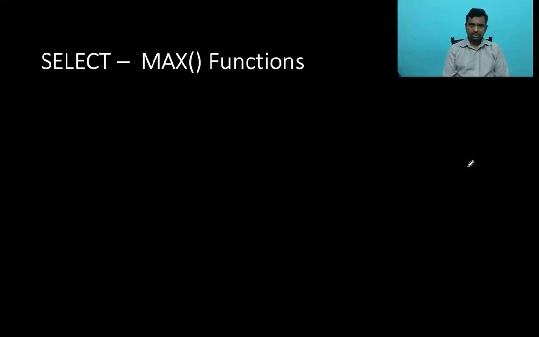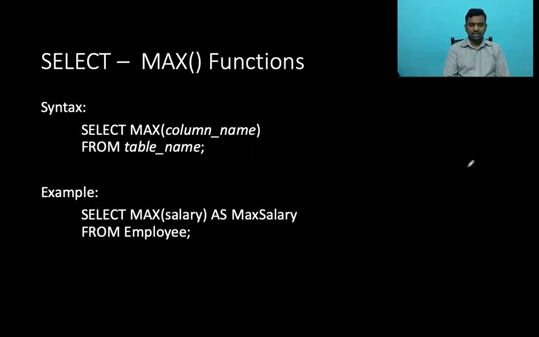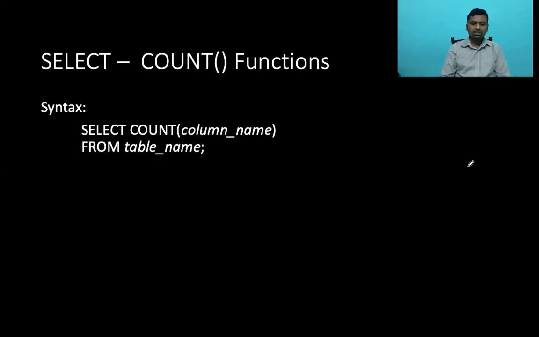Next is max. As I said already, I can find the minimum salary. The same way I can also find the maximum salary of an employee with the help of select max salary, and I'm giving an alias name for it again, and then from the table. Okay. So this gives me the maximum ever salary that is provided in the organization, and count, as we have seen already, which will count the number of data which is present inside the column, right? And if I want to find the unique count, yes, I can do that with the help of distinct. I can bring in distinct and then, okay.